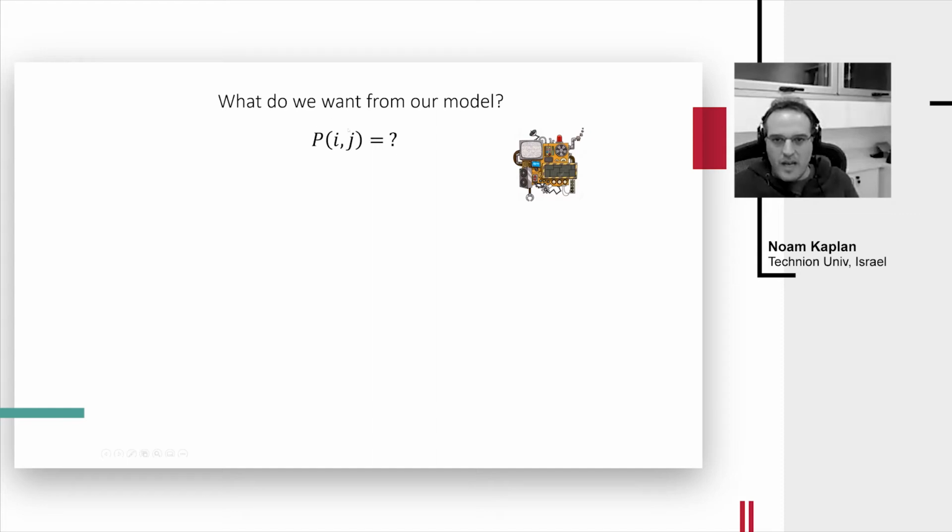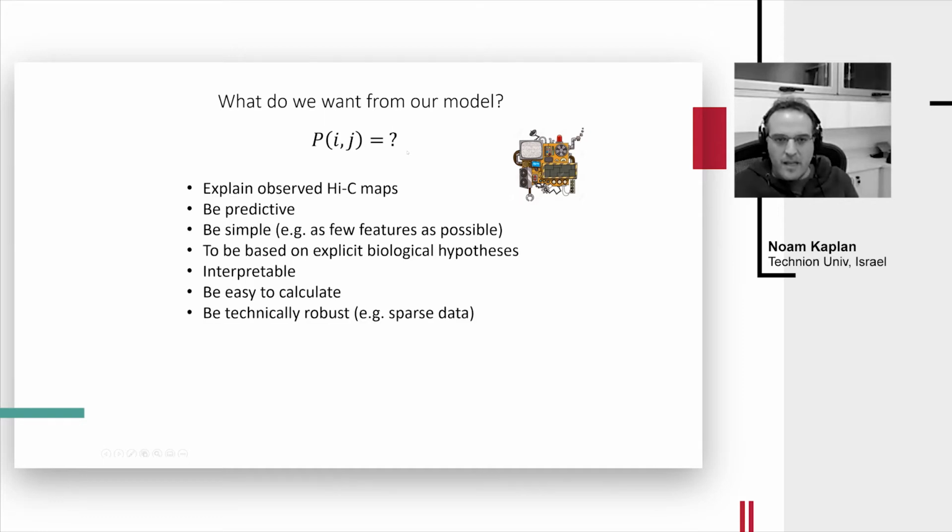So what do we want from our model? We want to write an equation where on one side you have the probability of interaction of every pair of loci, and we want this model, first of all, to explain the observed Hi-C maps. We want it to be predictive. We want it to be simple, so you don't have many features. You want it to be based on explicit biological hypotheses, to be interpretable, and then there are technical things, like you want it to be easy to calculate and technically robust.